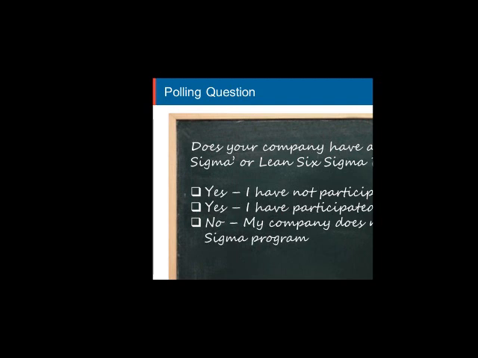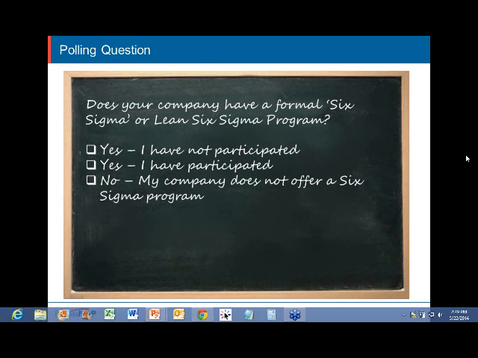So 18% of you said yes, your company has this Lean Six Sigma program or Six Sigma program, but you've not participated. Folks, I can't stress more getting there. Some of you said, yes, I have participated. Congratulations, good for you. I hope this presentation really opened your eyes. And the first thing that you should do when this presentation is over is go hug a black belt and ask them for some help, okay? Unfortunately, 41% of you said, no, my company does not offer a Six Sigma program. I've got some recommendations for you. So let's take a look at the very last slide here for some recommendations.